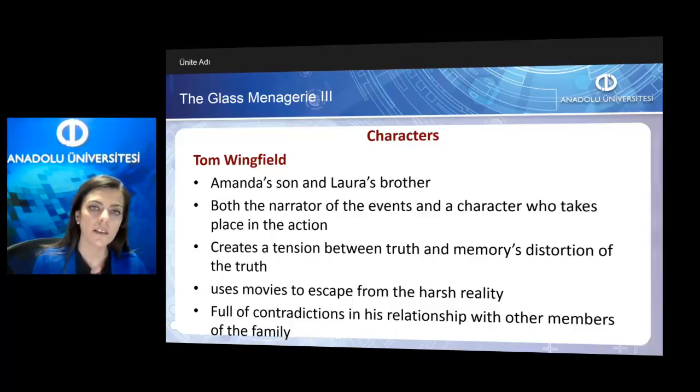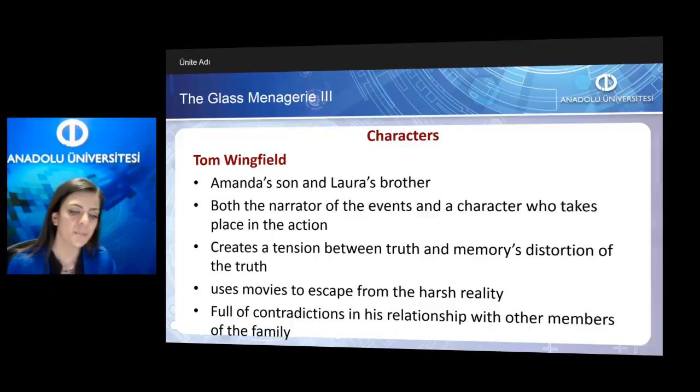The main character and the narrator of the story is Tom Wingfield. He is Amanda's son and Laura's brother in the play. He has a dual role in the play. He serves both as a narrator of the events and the character who takes part in the action. So we see everything from his own point of view, and he creates a tension between truth and memory's distortion of the truth, so we don't know whether all these events have taken place like this.